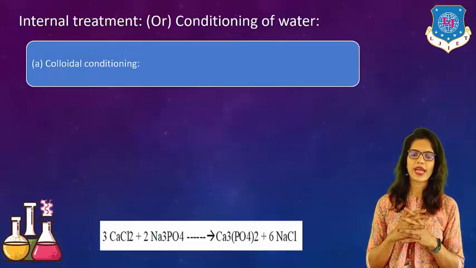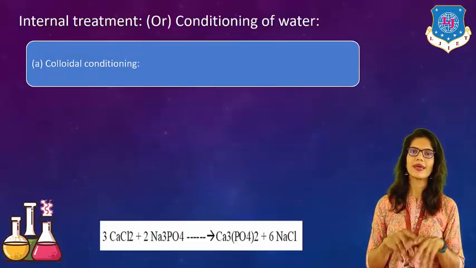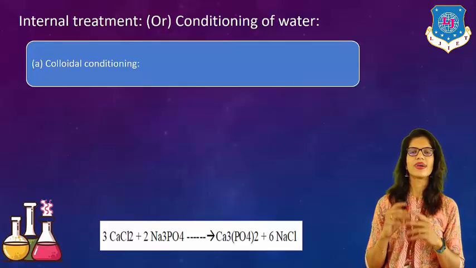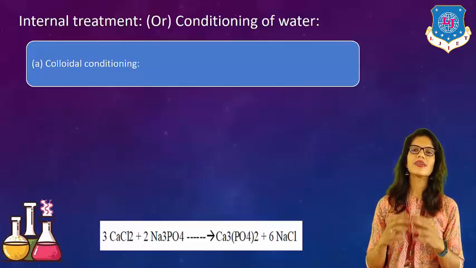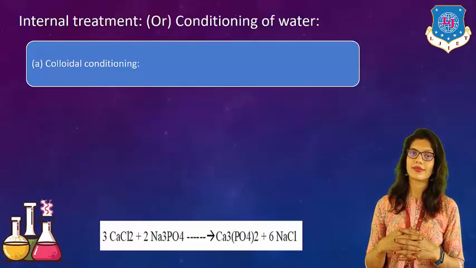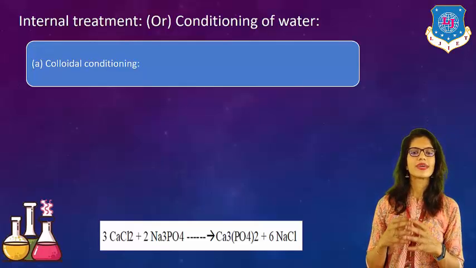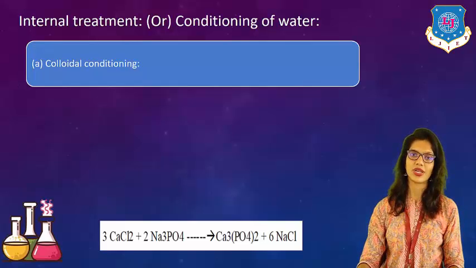that there are two different types of treatments. Number one, internal. Number two, external. So in this session, we will take a look at internal conditioning, or internal treatment. First one is colloidal conditioning.